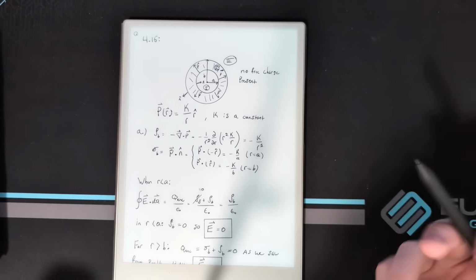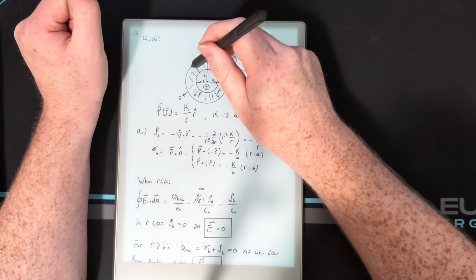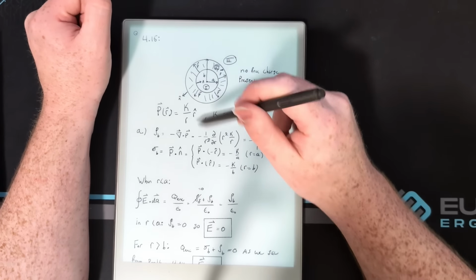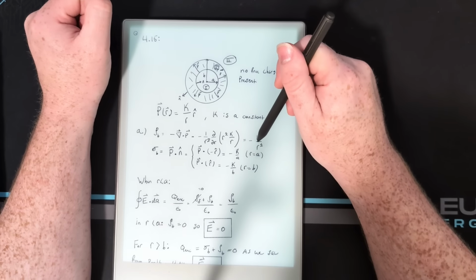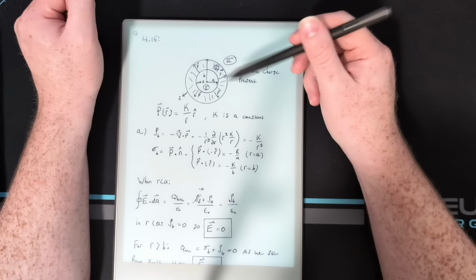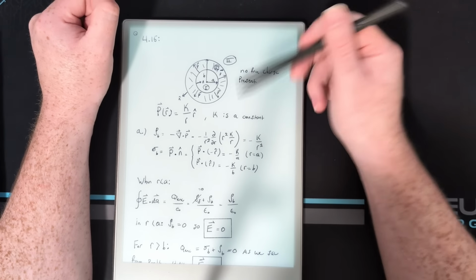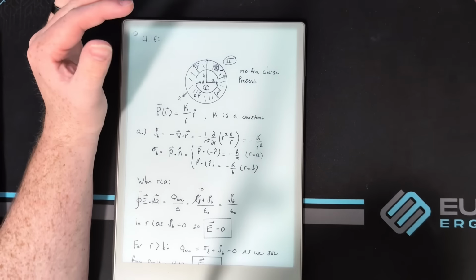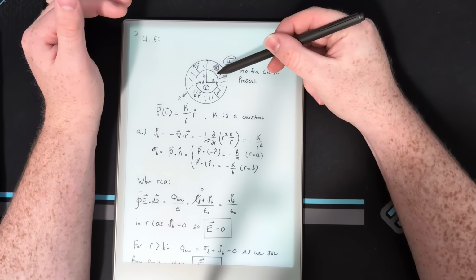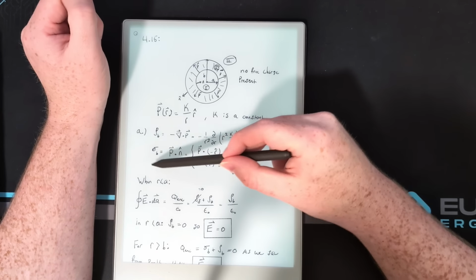So there is a bound charge within the volume itself, inside of the dielectric. It's inversely proportional to r squared, so you get less and less charge moving from the inner sphere to the outer sphere.